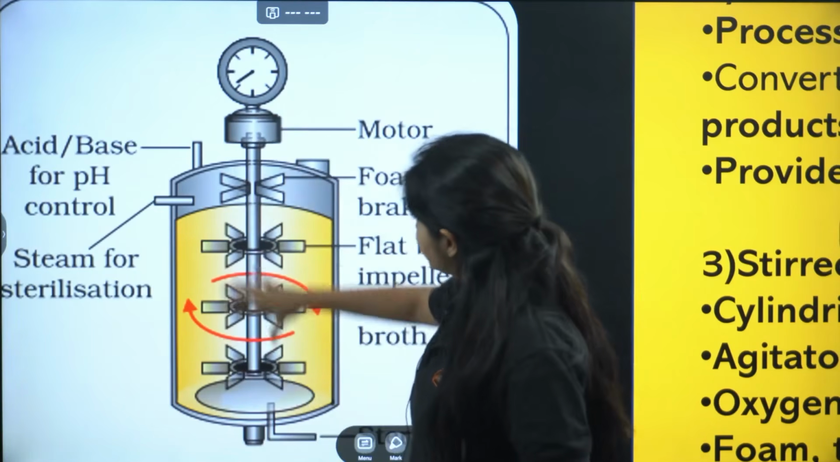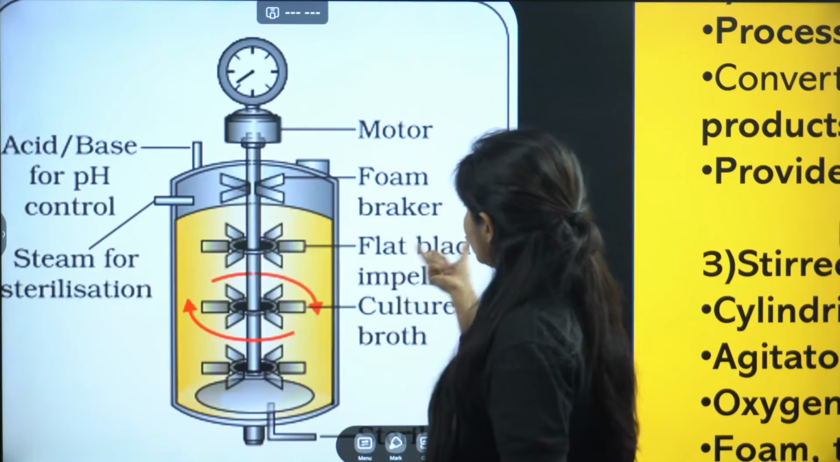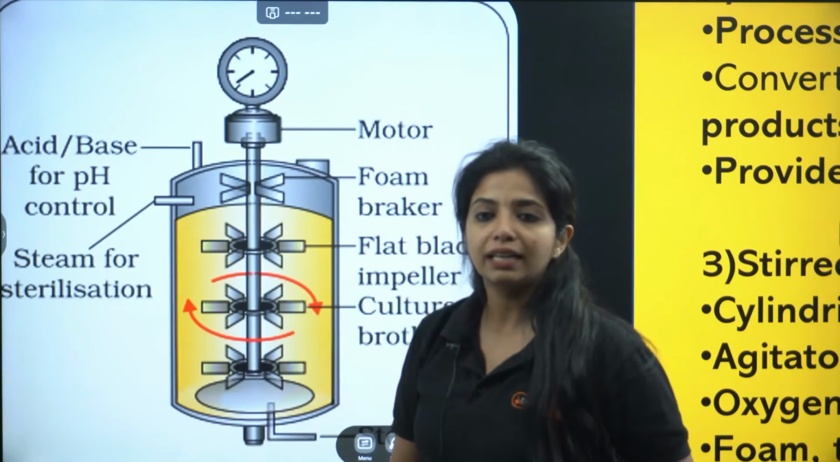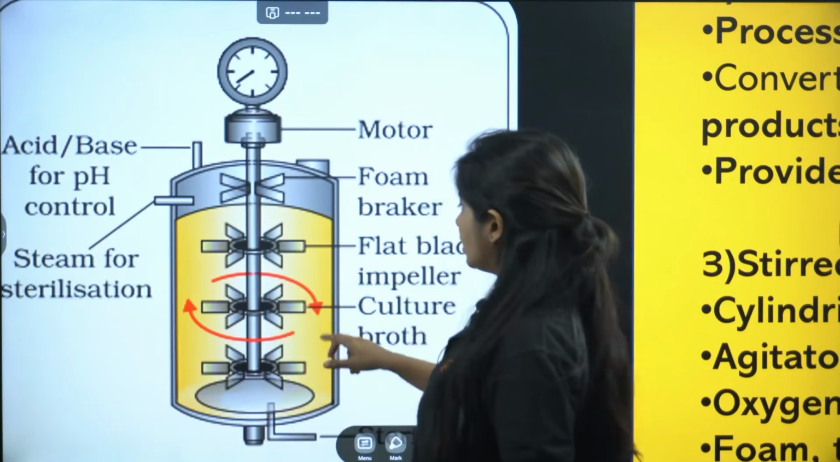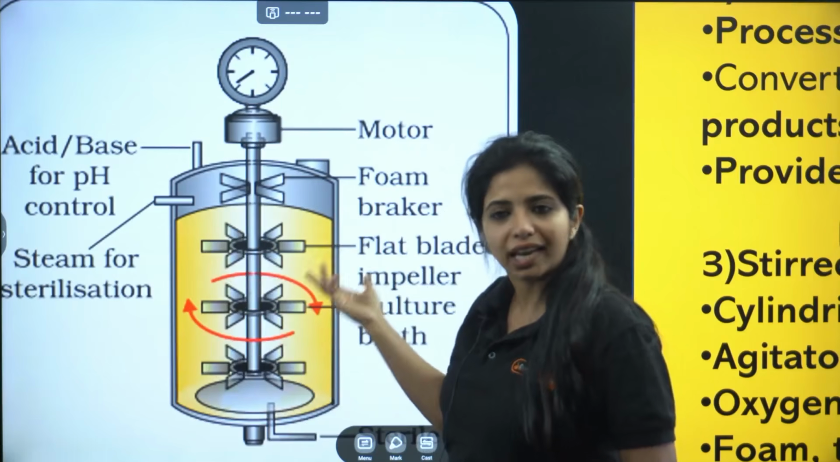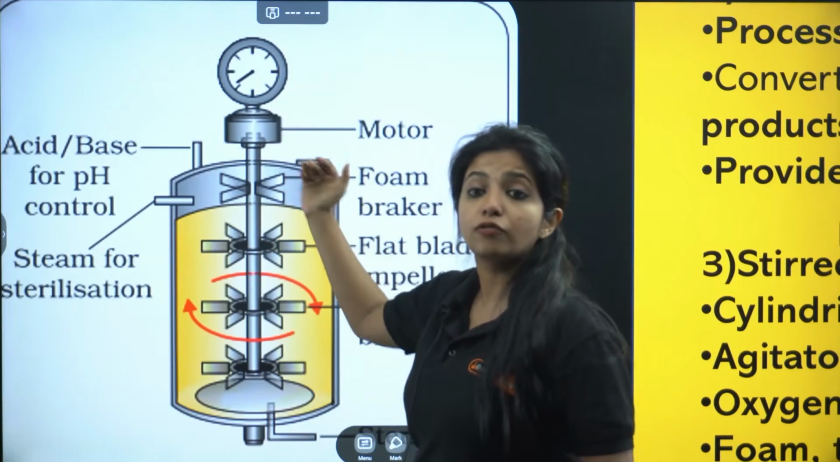Now the stirrer has multiple parts. One is the flat bladed impeller. So these things that you see over here are known as the flat bladed impeller. And over here you have a broth, the culture broth, where you have the medium as well as the bacteria, or the organism that you are growing. And there's a foam breaker at the top. This does not allow the foam to be formed over here.